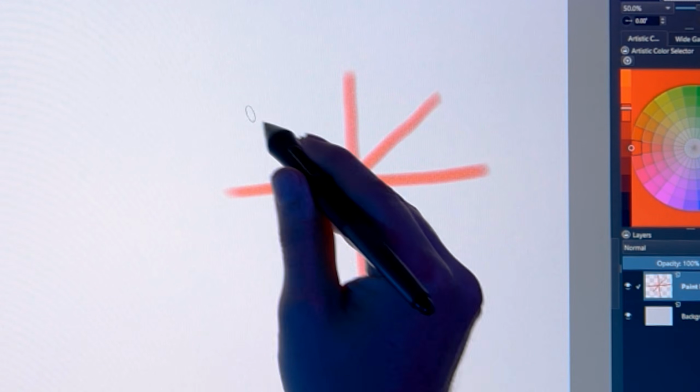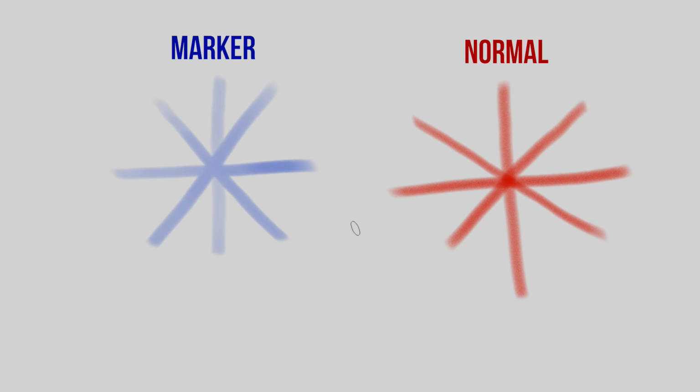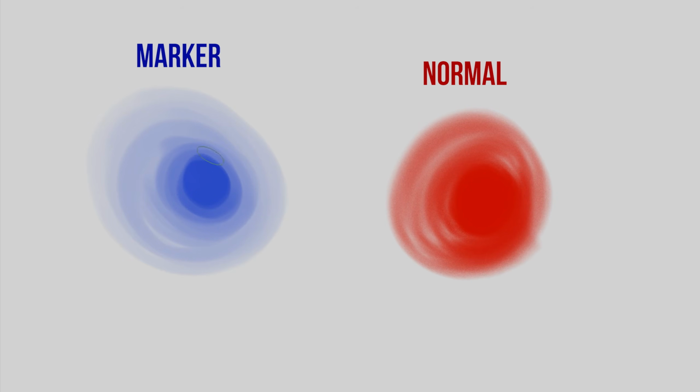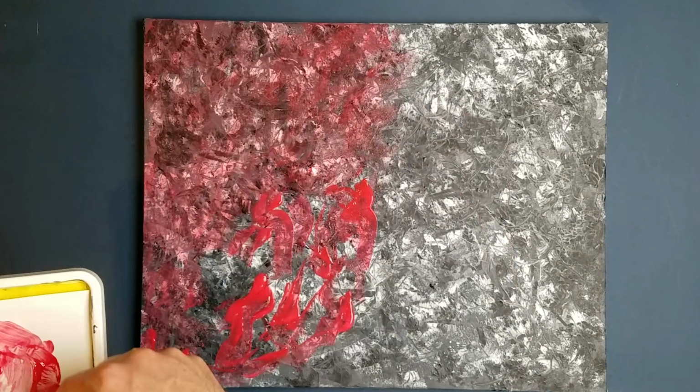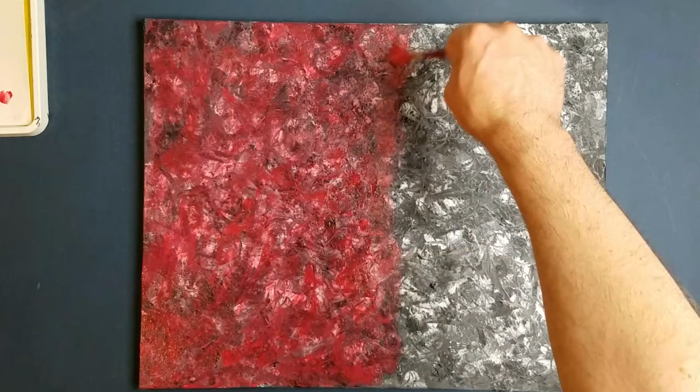I'll make some intersecting lines that look like a star. Again, normal builds up to a greater opacity, whereas marker does not. Now I'll make a circular blob and feather out the edges with lighter pressure. You can see that normal feels more like dry media or an airbrush. Marker has a wet feel to it. This could be marker or paint. This mode is referred to as glazing in other art applications, and it works well for that technique.